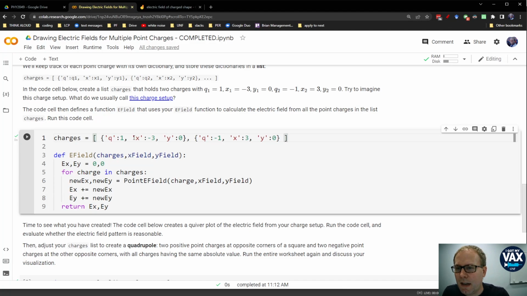Now we're giving them each a location. So this positive charge is going to be on the negative side of the y-axis. This negative charge is going to be on the positive side of the y-axis. Too many positives and negatives flying around at 11 o'clock in the morning.